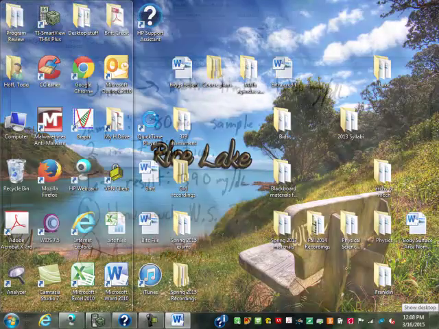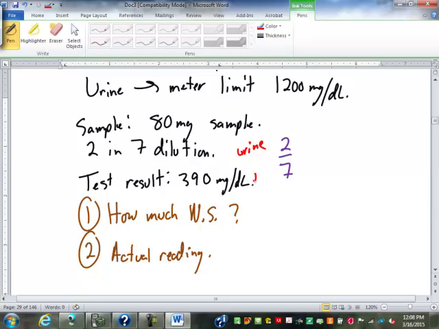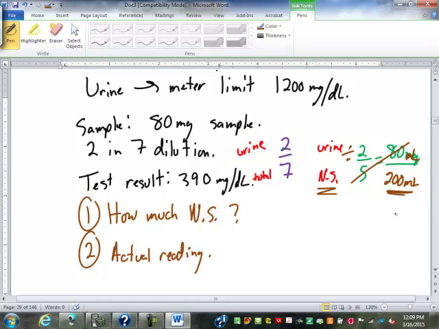Okay, so our first step, finding the amount of NS. Well, this being a 2 in 7 dilution, that is, of course, in this case, urine to total. Trying to find the NS, we want urine to the neutral solution, which would be 2, still 2 parts of urine, but 7 minus 2 gives us 5 parts of water. So for an 80 milliliter specimen, cross multiply and divide, 5 times 80 divided by 2 is going to give us 200 milliliters of NS to mix with it.